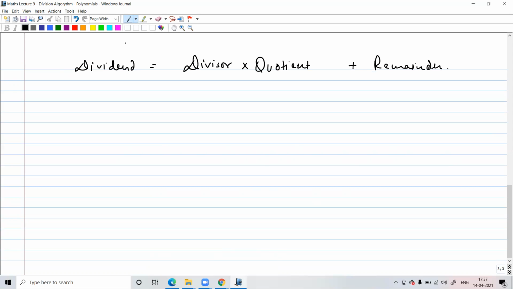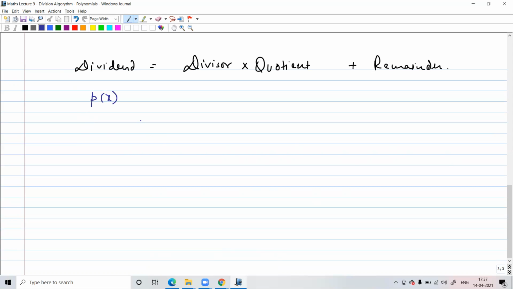Let me write it again once more. Dividend is equal to divisor into quotient plus remainder. Okay. Now in general, when we are talking about polynomials, how do we represent any polynomial? Let that be our dividend, P of x. This P(x) is some polynomial. It could be a binomial, trinomial, it could be anything.